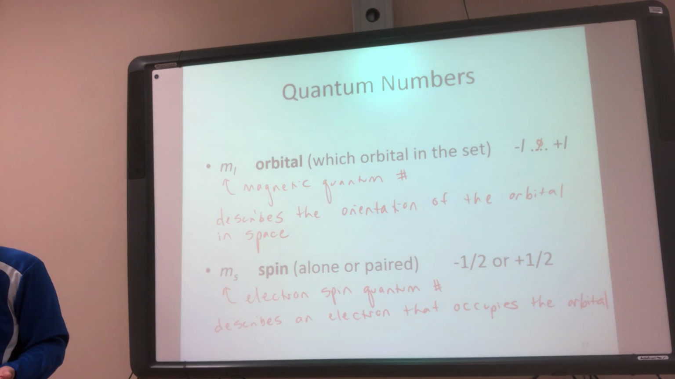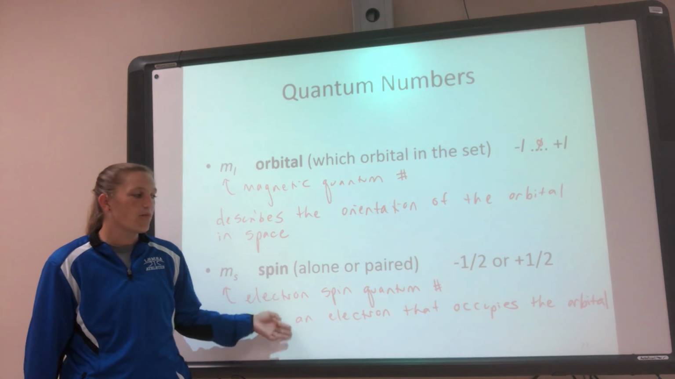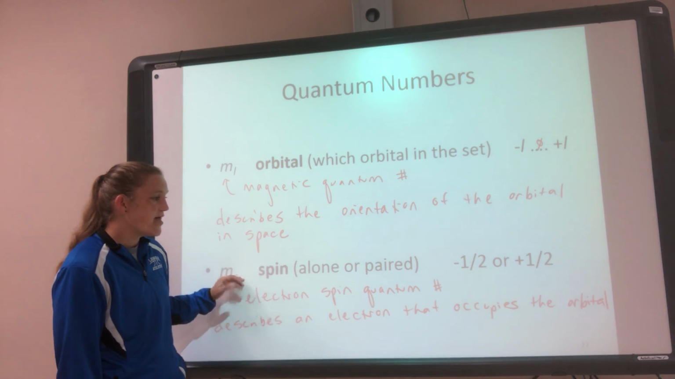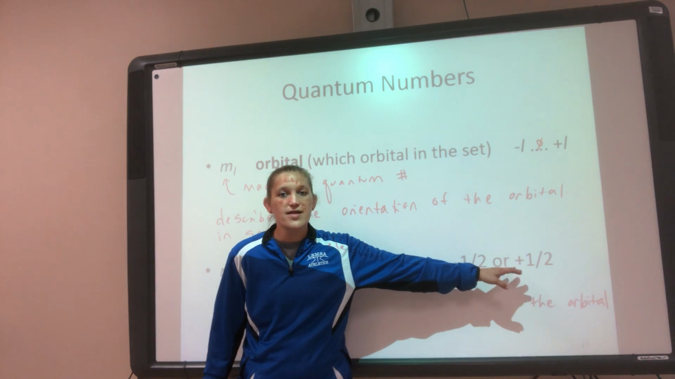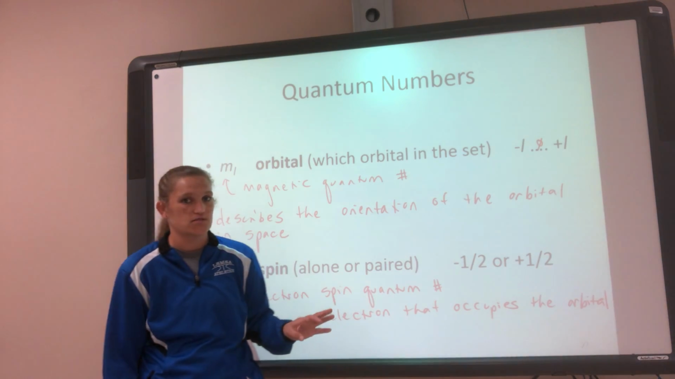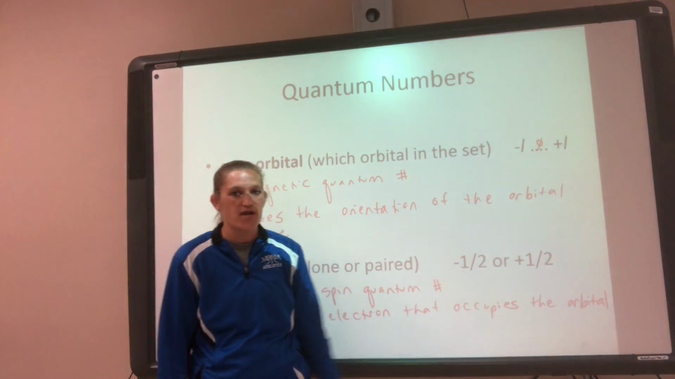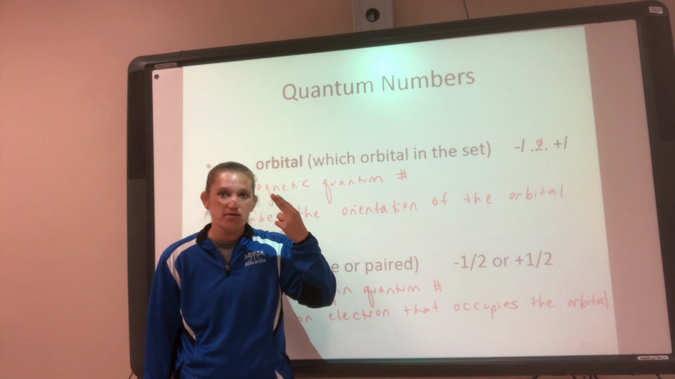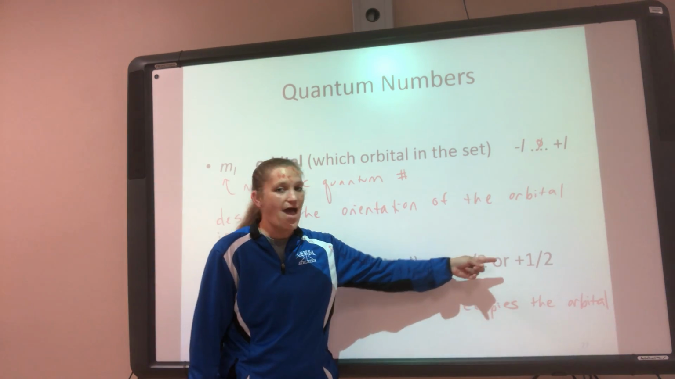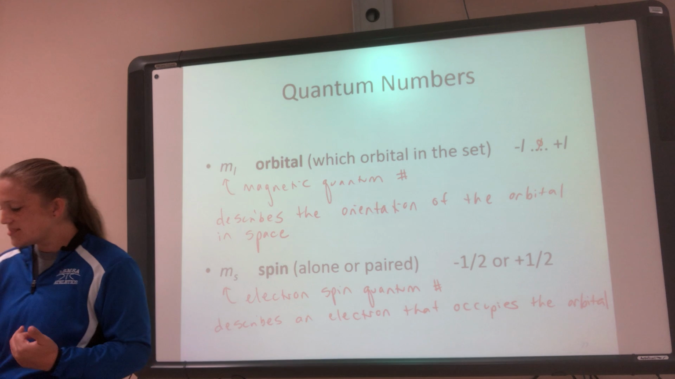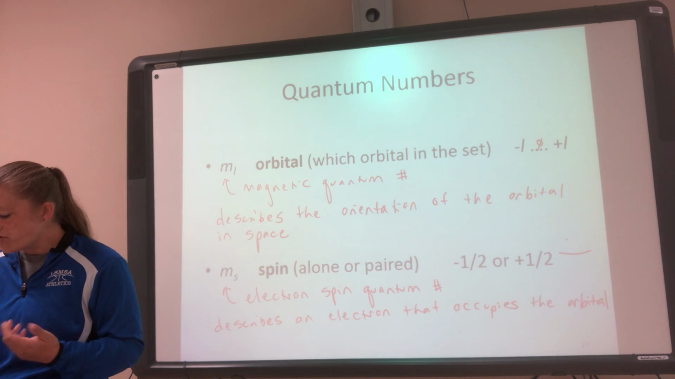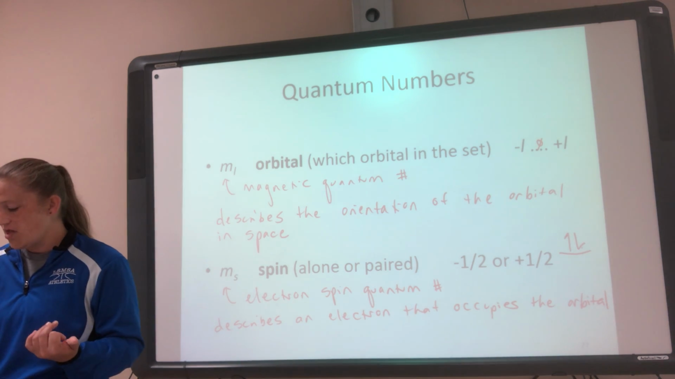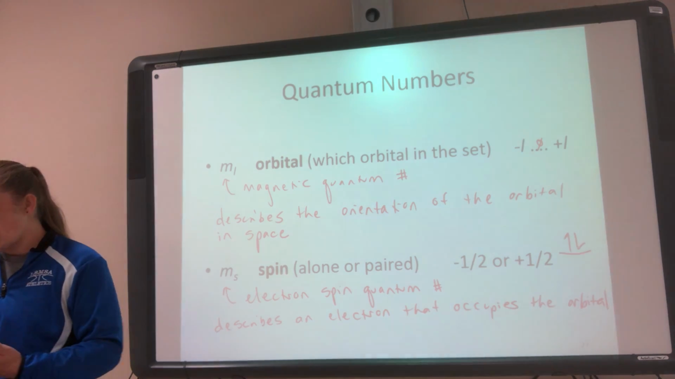Remember, an orbital can only have 2 electrons. So an electron can either be alone or paired. And so for my MS, it's either -1/2 or +1/2. Those are the only options. The half is because 2 electrons can be in an orbital, so each electron takes up half the orbital. The positive and negative is because the electron in the orbital could be spinning up or spinning down. One's going to be spinning up, one's going to be spinning down.